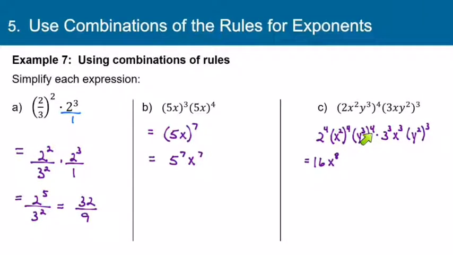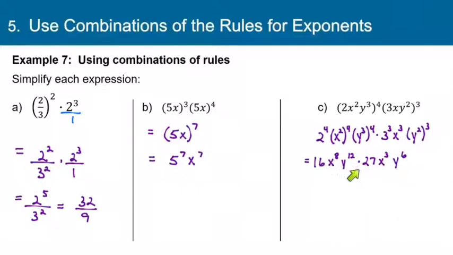y to the third to the fourth is another power rule A situation, so that's going to be y to the 12th. Now 3 to the third is 3 times 3 times 3. So 3 times 3 is 9, times the next 3 makes 27. And then we have x to the third, and then y squared to the third is going to be y to the 6th. Okay, the next thing we should do is get all of these combined so that each base appears only once. And these constants can just be multiplied together.